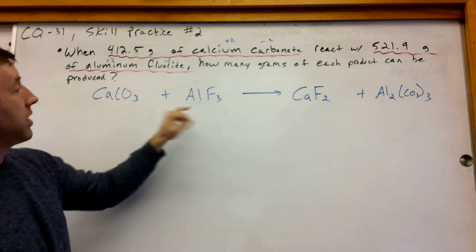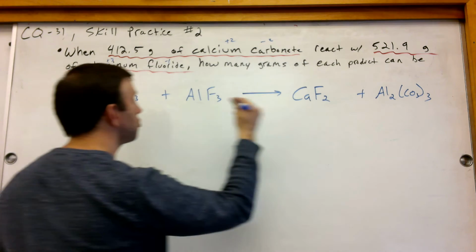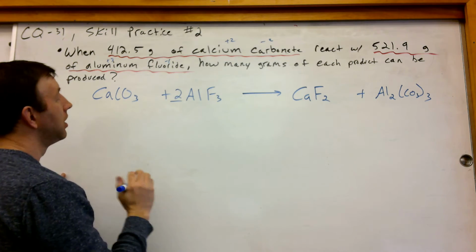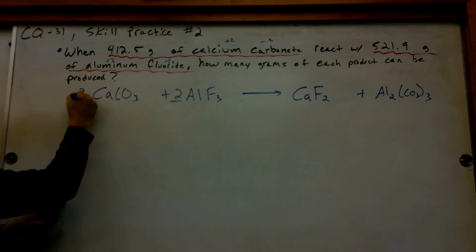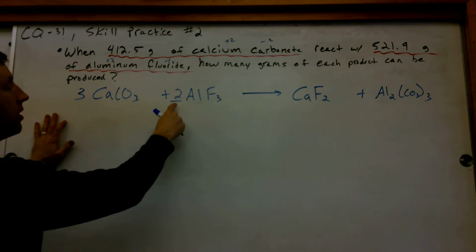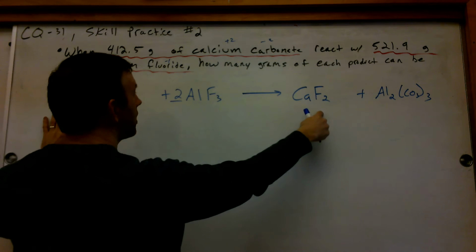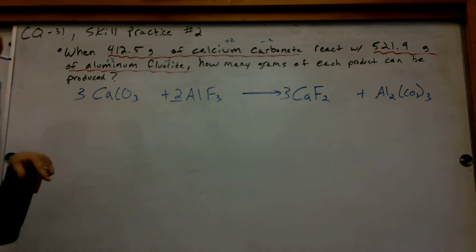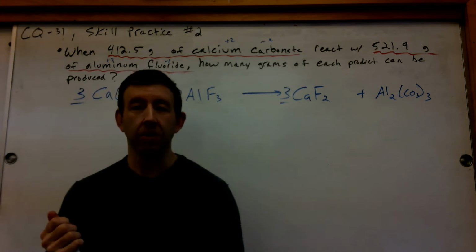Now, what we have to do next then is make sure we balance things here, right? So I see that I have 2 aluminums there. Let's try 2 here. All right. Now, I have 3 carbonates here, so I'm going to try a 3 here, right? So that gives me 6 fluorines here. I only have 2 there. 3 calcium, I'm gonna put a 3 there. And that should do it. Okay? So we have our balanced equation, right?